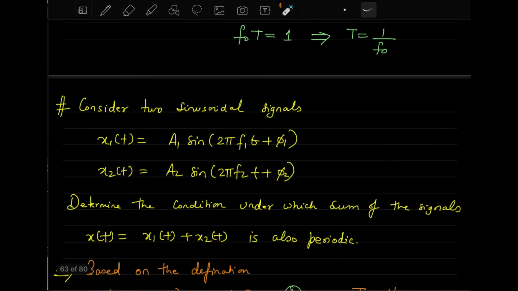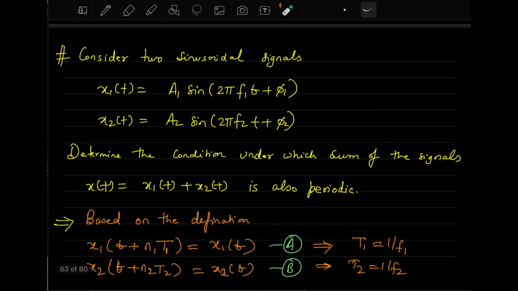So consider two sinusoidal signals. Let us say you have the first sinusoidal signal, x1(t), given by this expression. Then you have a second sinusoidal signal, x2(t). This is x1(t), this is x2(t). If you want to determine the condition under which the sum of these two signals is also periodic, you want to see under which condition the summation will be periodic. So what we want to know is the periodicity of this signal x(t), which is a summation of the two signals.